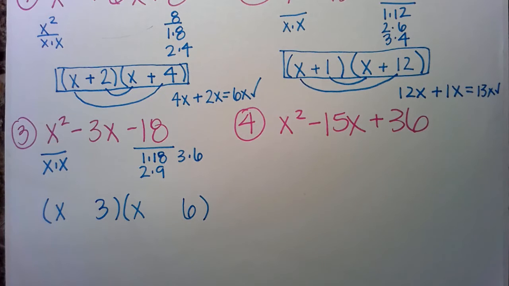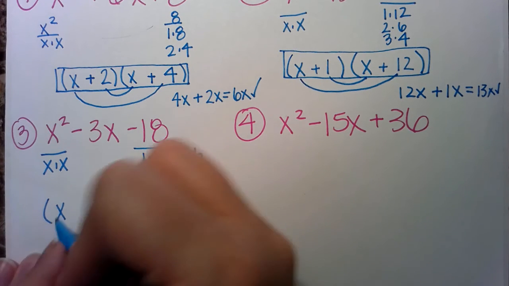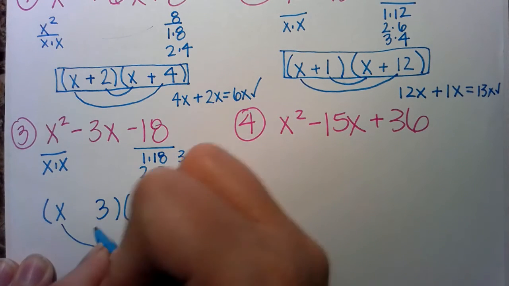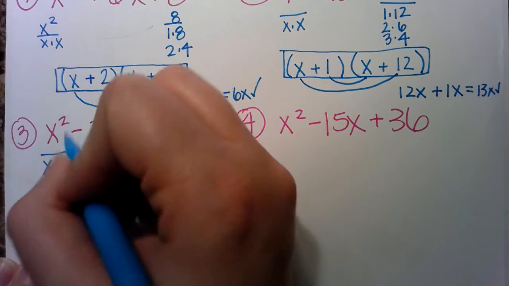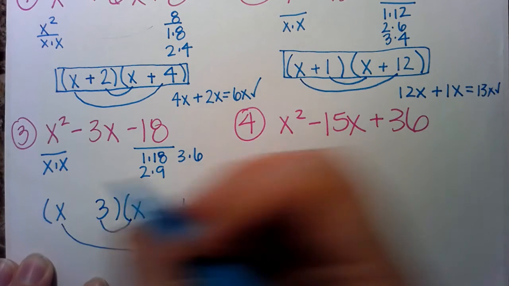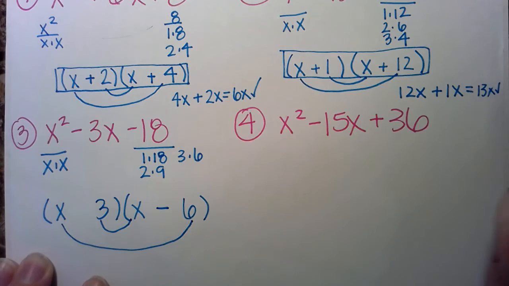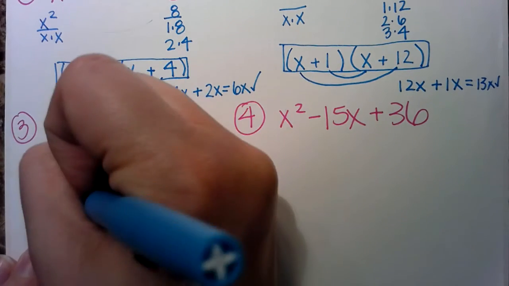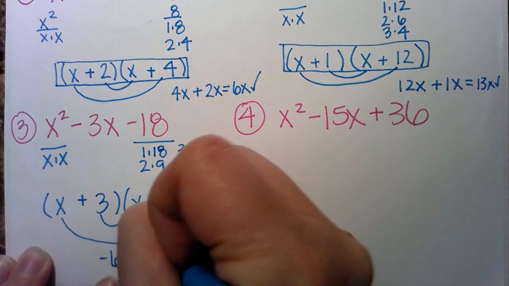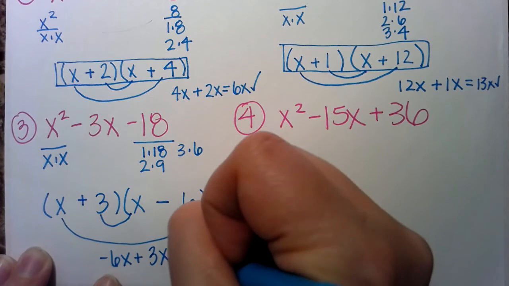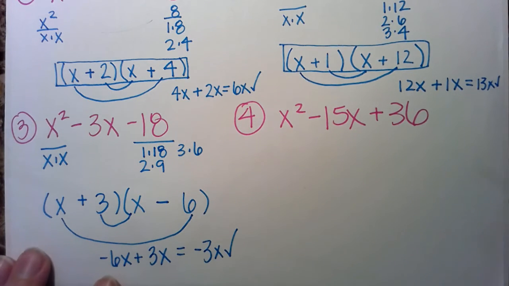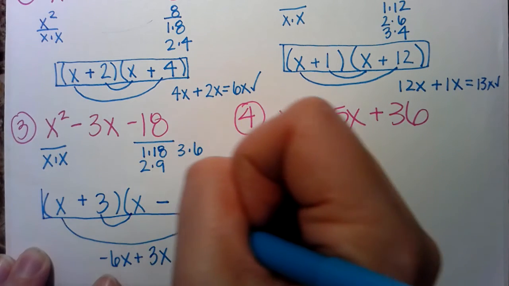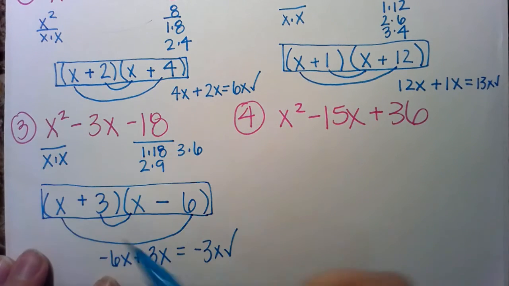Now I have to be careful because I have to think about, okay, if I multiply by the outside term and multiply by the inside term, am I going to get -3? So in this case, I would have to make this negative because that would be -6x, and this positive to get me a -3x in the middle. So for that, that would be my final answer. It would be x plus 3 times x minus 6.